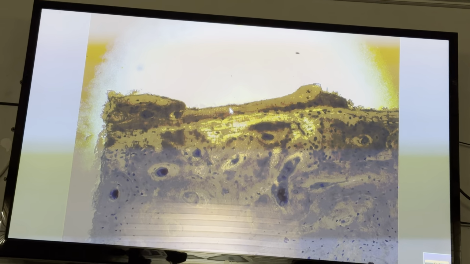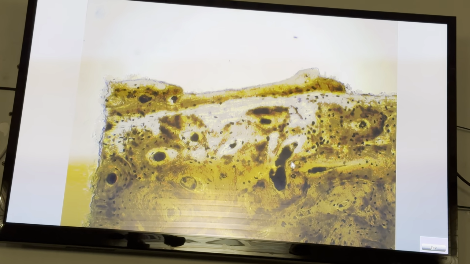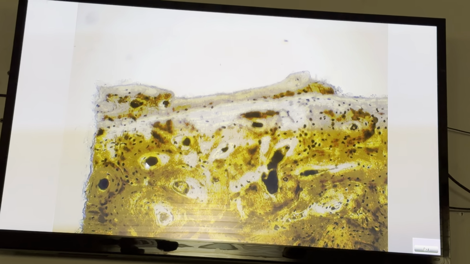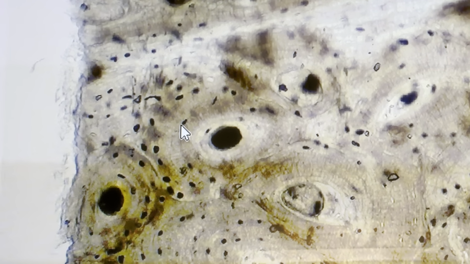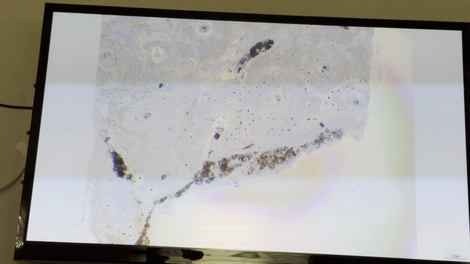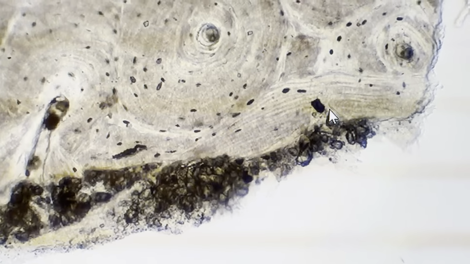This is periosteum, outer circumferential lamella, Volkmann canal, osteon, Haversian canal, concentric lamella, osteocytes, interstitial lamella. From inner surface, we can see endosteum, very thin layer, and inner circumferential lamella. This slide is stained by silver stain.